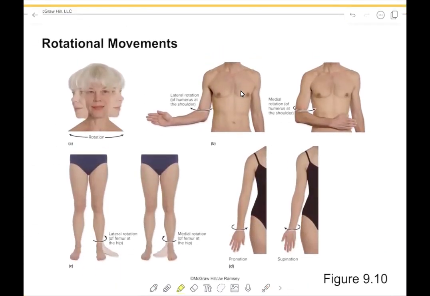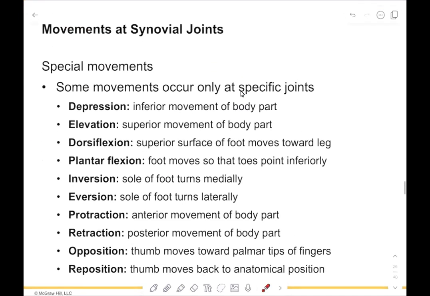These are examples of rotational movement: rotation at the atlantoaxial joint, lateral rotation of the humerus at the shoulder, and the opposite, which would be medial rotation. In lateral rotation of the lower limb, she is turning her foot outward, and the opposite would be medial rotation, turning the foot back inward. And this is showing pronation and supination. Supination is where the radius and the ulna are parallel. Pronation, they cross over each other to form an X.